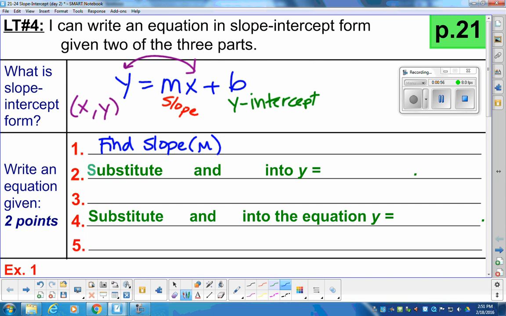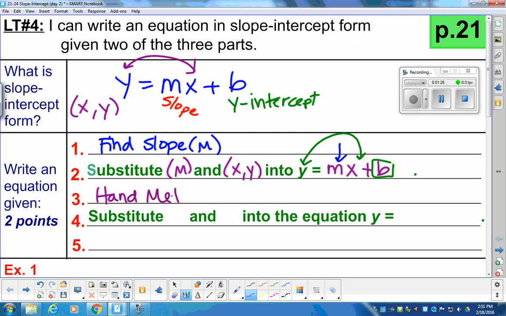Okay, after we find the slope, we're going to substitute the m and an xy point into the equation y equals mx plus b. So we're going to substitute in for m and then this xy pair, noticing that b is the thing that we won't have in this particular case. We'll substitute in for m, we'll substitute in for x and y, and then we'll solve using the hand method. We will solve for b.